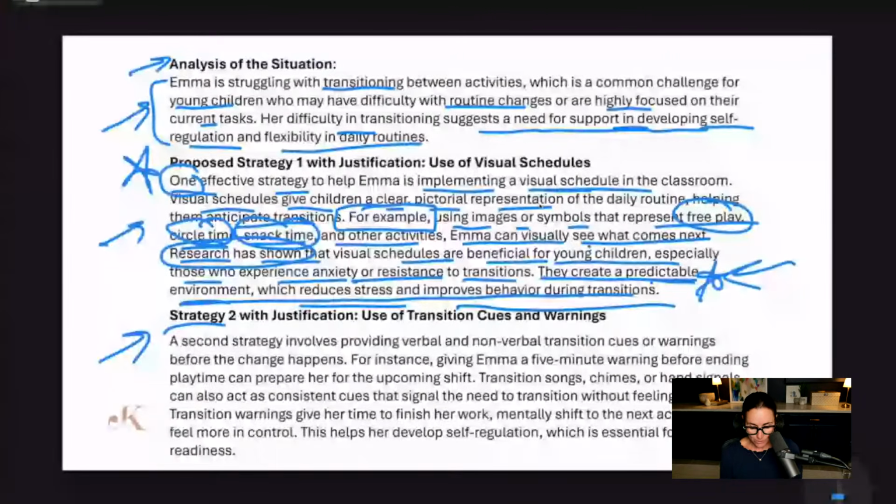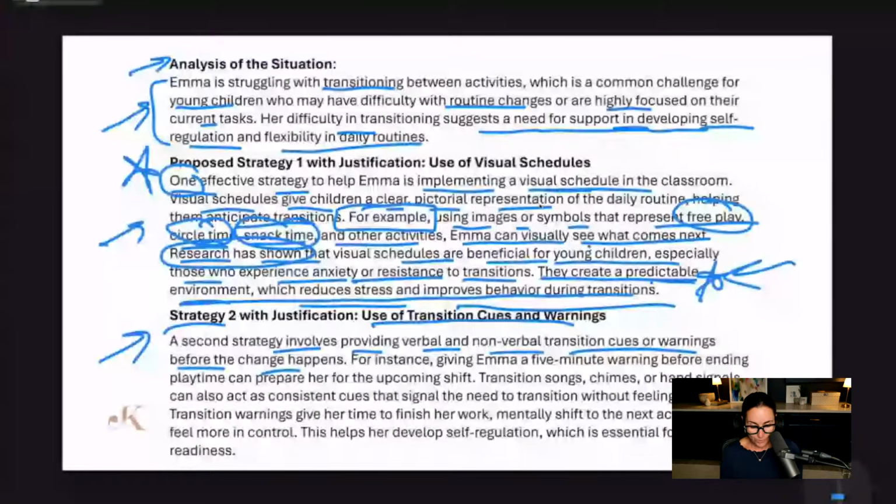Let's go to the second strategy. Use of transition cues and warnings. A second strategy involves providing verbal and nonverbal transition cues or warnings before change happens. Now, verbal and nonverbal cues are on the test specifications as well, in that little area where it talks about everything you need to know, right? So cues and warnings are there.